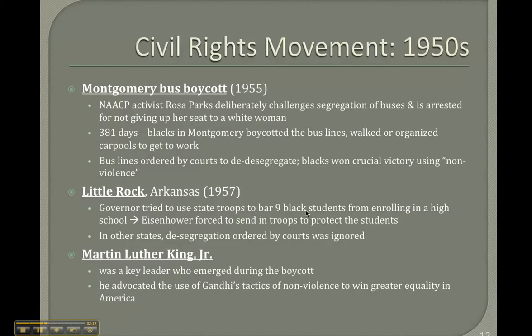Of course, one of the key figures of the Civil Rights Movement was Dr. Martin Luther King, who really learned a lot of his tactics from Gandhi, who we looked at earlier, who really emphasized nonviolence as a way to win the moral crusade against the inequality of American society.